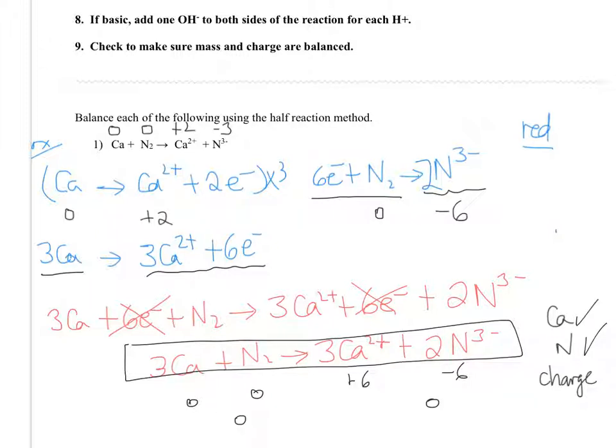All right, let's do one that's a little bit more fun now. All right, let's try this one. It says MnO4- plus Fe2+ yields Fe3+ plus Mn2+, and it says it's in an acidic solution. So the first step is to assign oxidation states to all species and see which ones have changed. You don't really have to do that, but let's just do it.